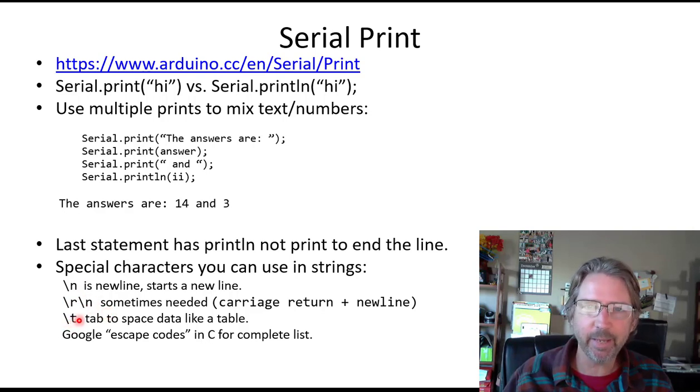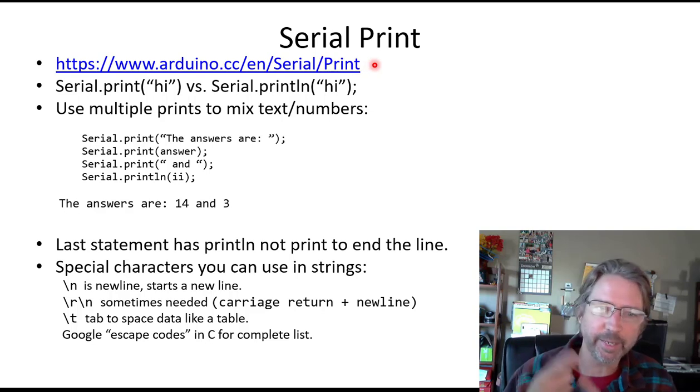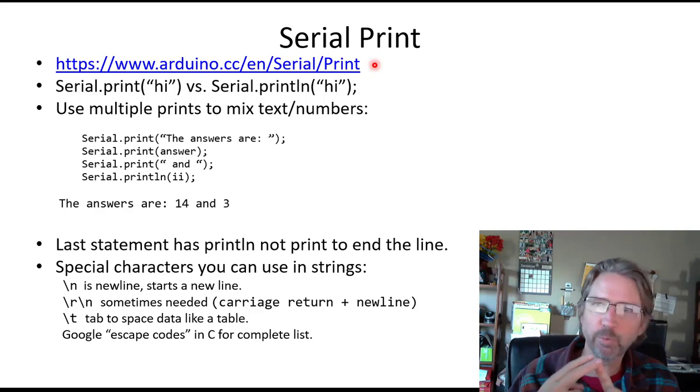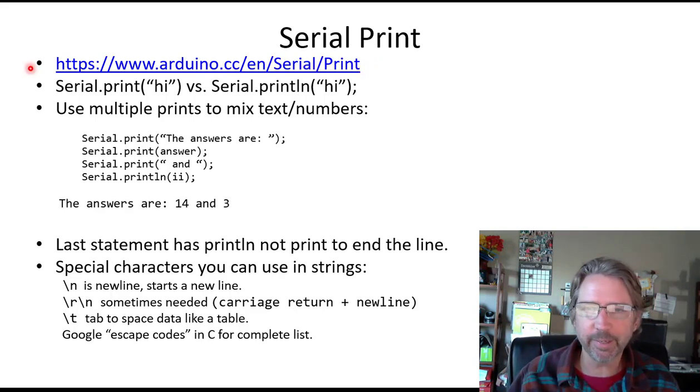\t is tab, so if you want to print a lot of numbers with even spacing between them, you can use tabs \t inside of these quoted strings and you'll get a tab character. And there are other ones if you want to do fancy things. Look at the serial print documentation for things like how to format the number of decimal points and other useful ways to print debugging information.